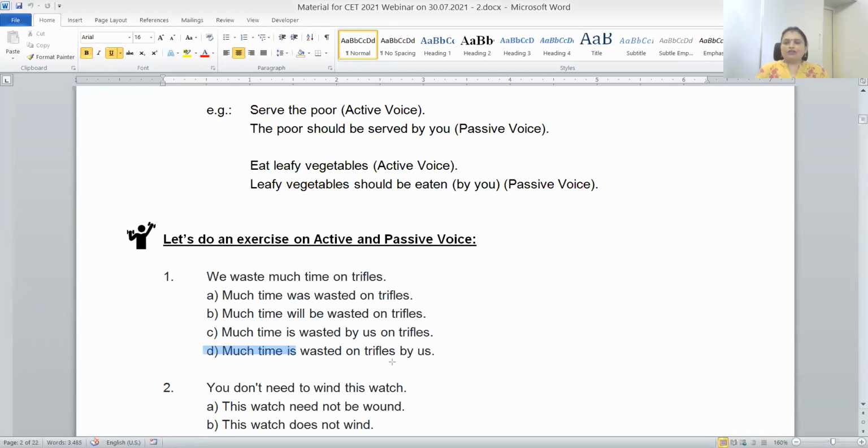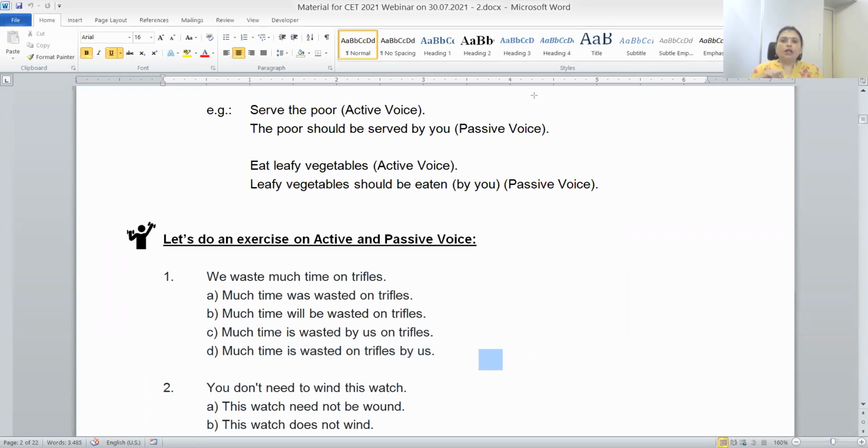Some children have also given an option C. Now, children, please remember, generally, when you transform a sentence into passive voice, by us has to be always at the end. In option C, can you see? Much time is wasted by us on trifles. So see, this is how children, they can get you confused. So always remember, in passive voice, by us has to come in the end, and that is why option D is the right option. I hope I'm clear there.